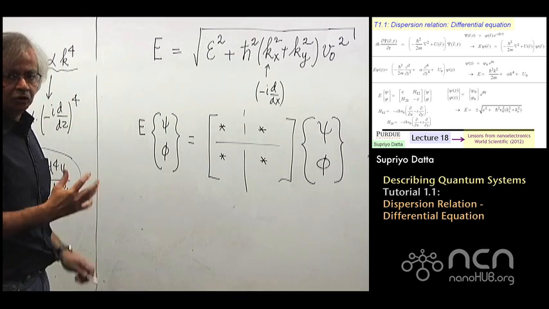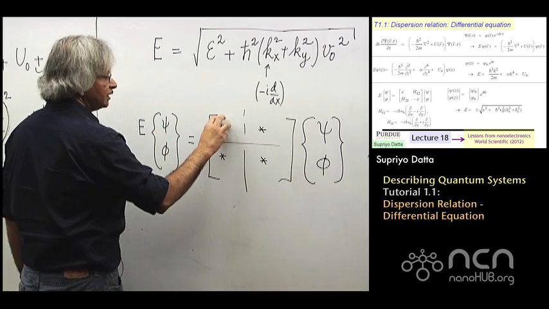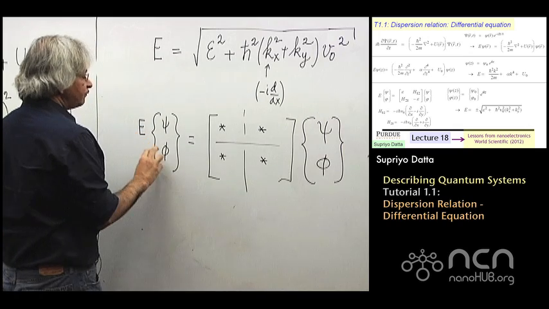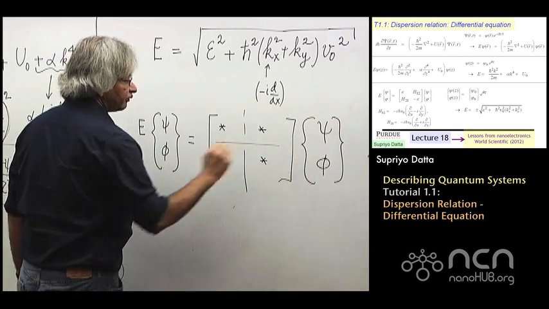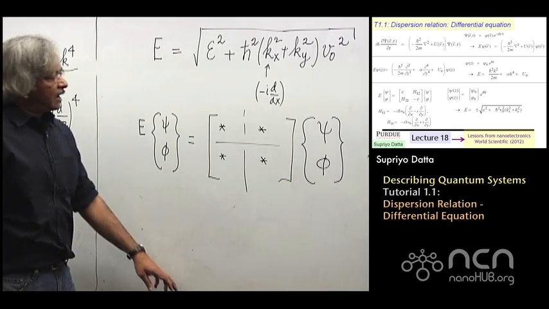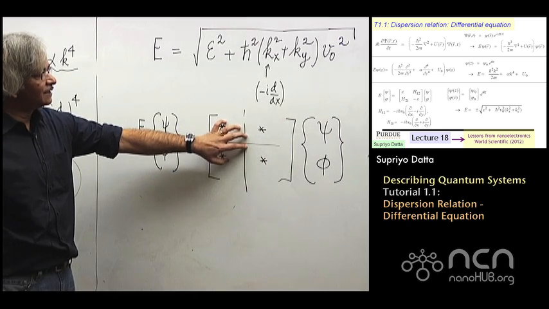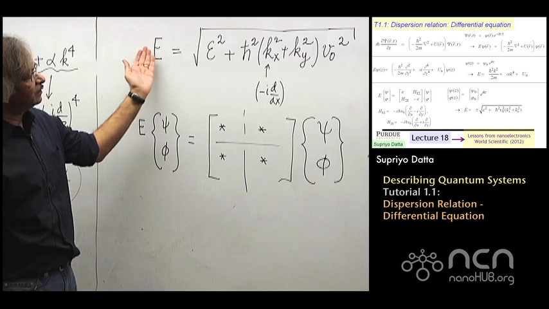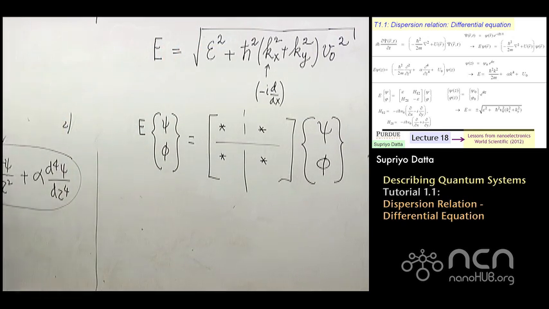And so this is equivalent to two coupled differential equations. You see, it's like E psi is equal to this operator acting on psi plus this operator acting on phi. And E phi is equal to this operator acting on psi plus this operator acting on phi. Okay? And what you can do is write down an operator here such that the square of that operator is actually what you want. So let me explain this in a minute.